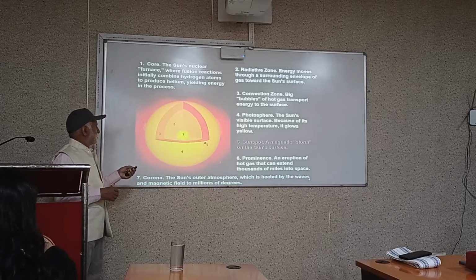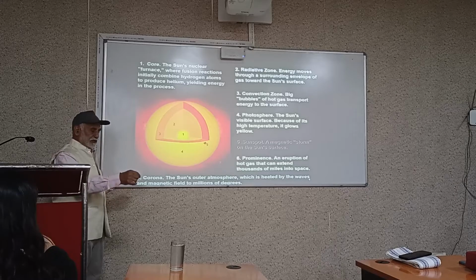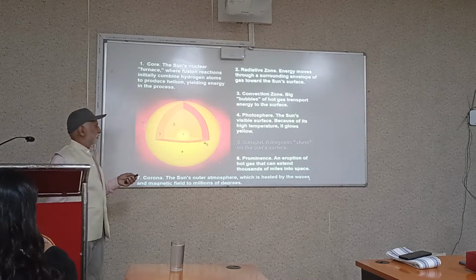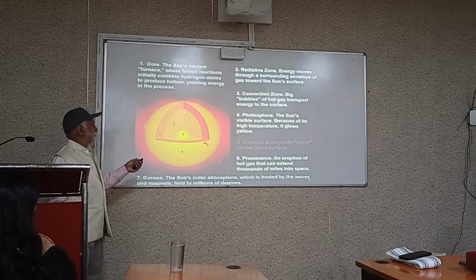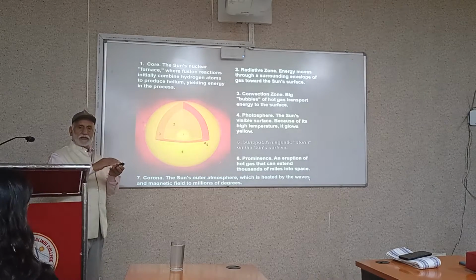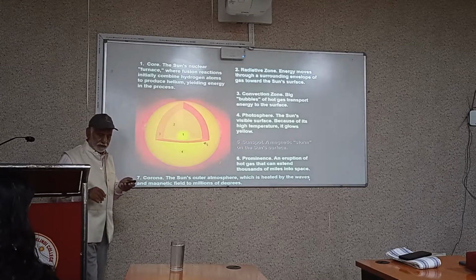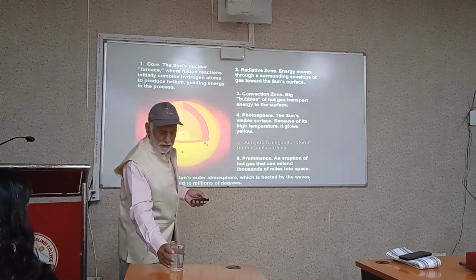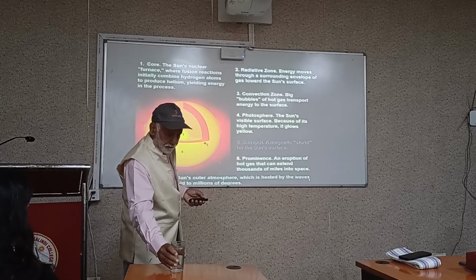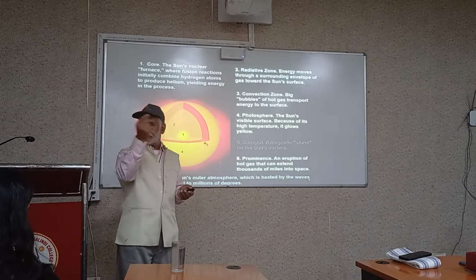So the energy which is created here is given to each particle, and the particle gives to next particle and next particle. So that is the radiation process that goes on till a very large part of the interior of the sun. And then comes a region where the density is slightly lower, where the material can move. And that is called convection zone.